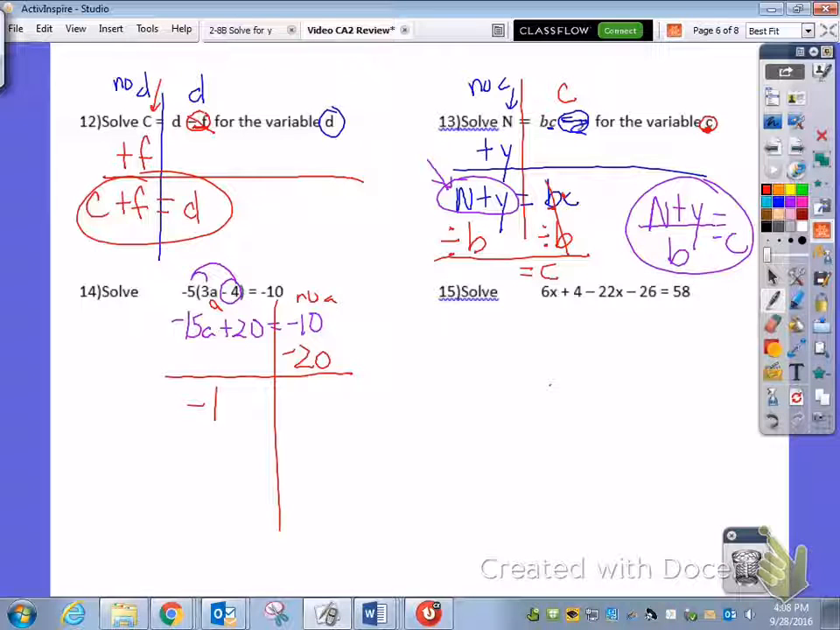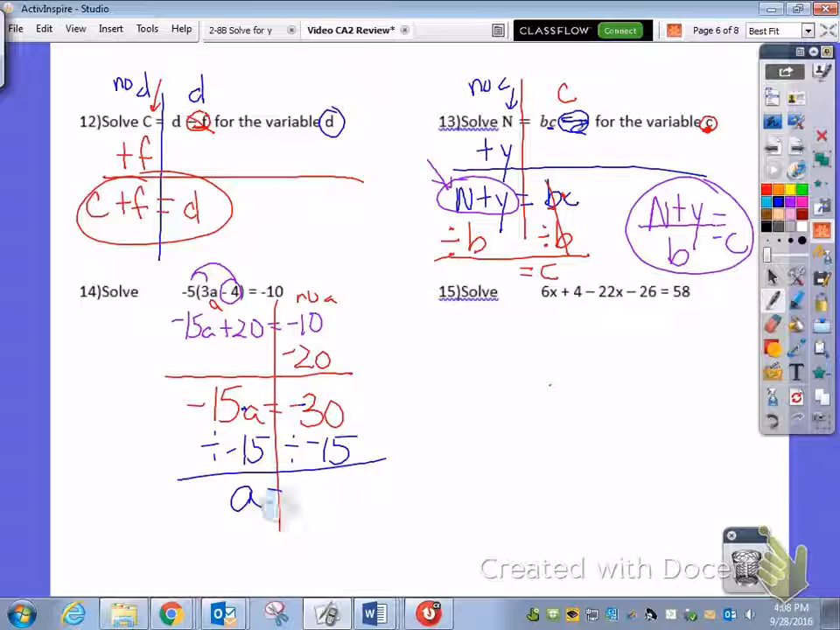So you got negative 15a equals negative 30. And then the opposite of multiplying is to divide. So I'm going to divide by negative 15. You multiply or divide by whatever is by the variable. So a equals positive 2.